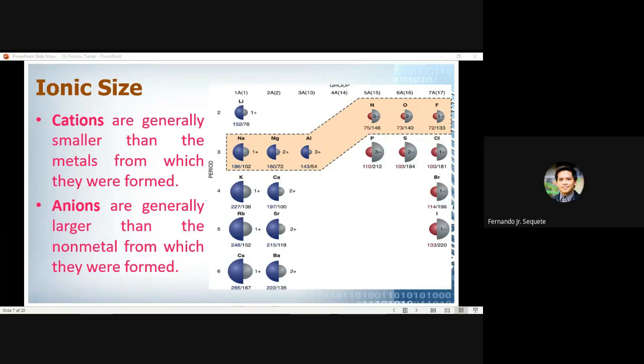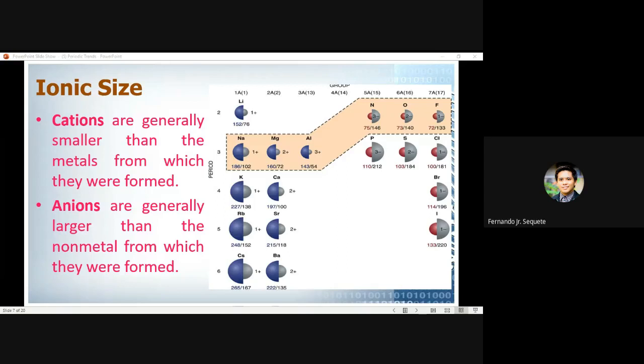Okay, now let's proceed to anions. With anions, we know that anions are negative particles. According to the rule, anions are generally larger than the non-metal from which they were formed. It's the opposite. So it is easier to understand, because it is the opposite of cations.